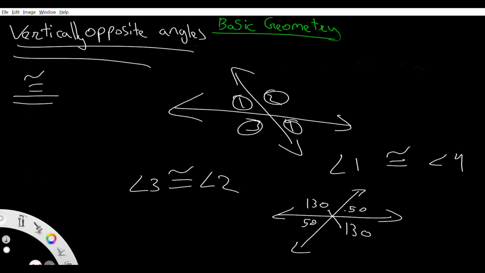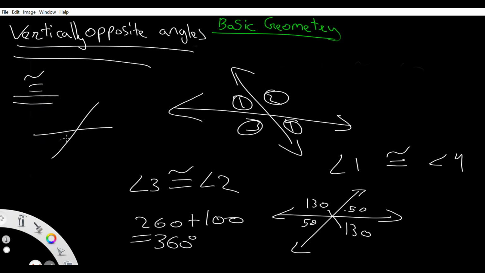Now to confirm it, what we can do is add them all, and it should be 360 degrees. So 130 plus 130 is 260. 260 plus 50 plus 50 is 360 degrees. As a full rotation is 360 degrees, which means that this is correct. So vertically opposite angles are just angles that are the same.